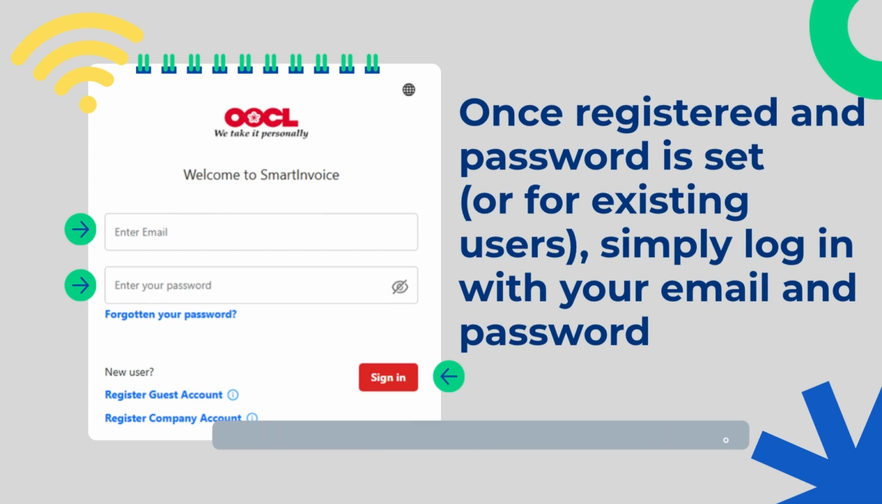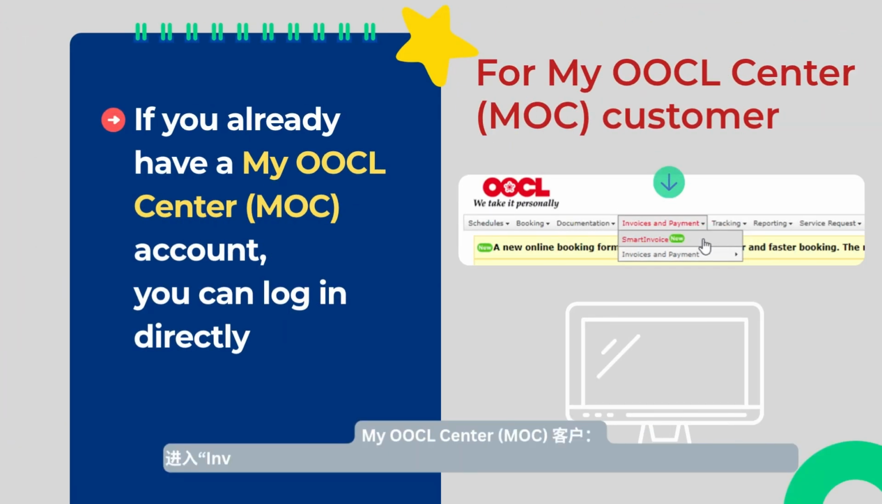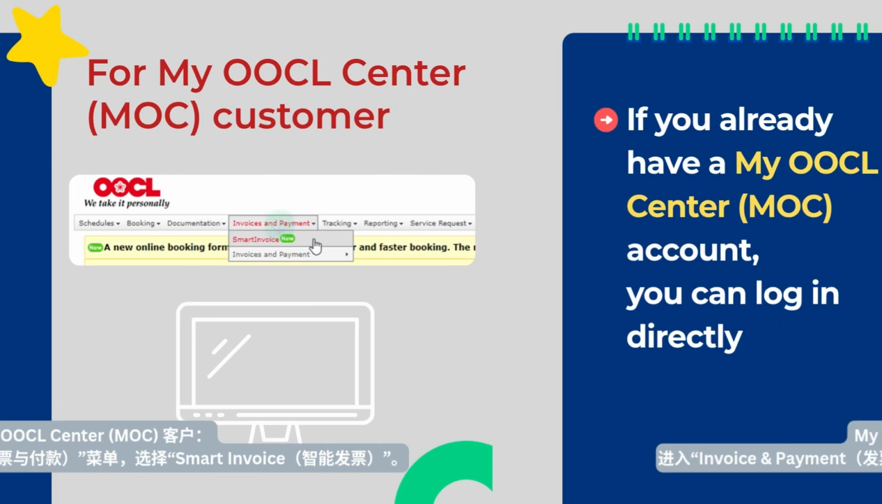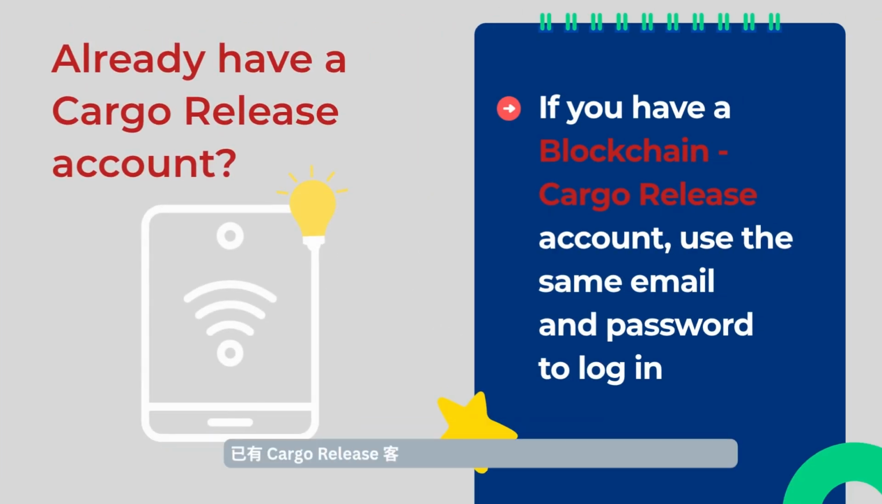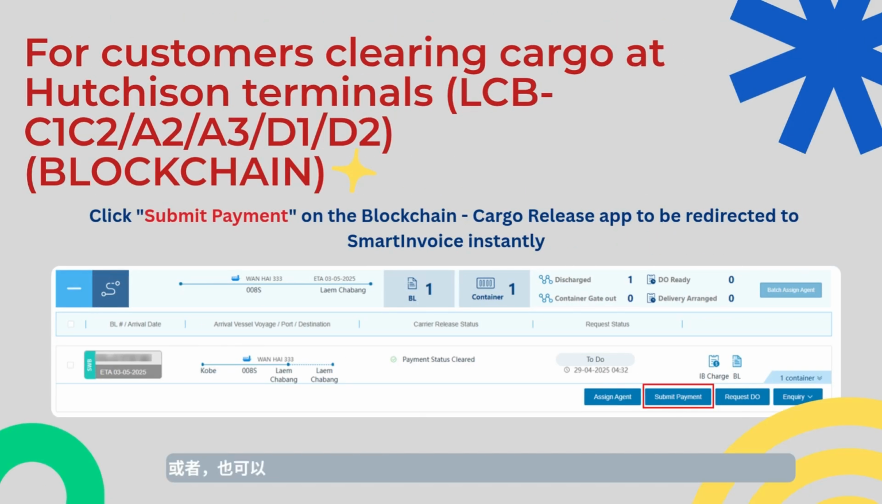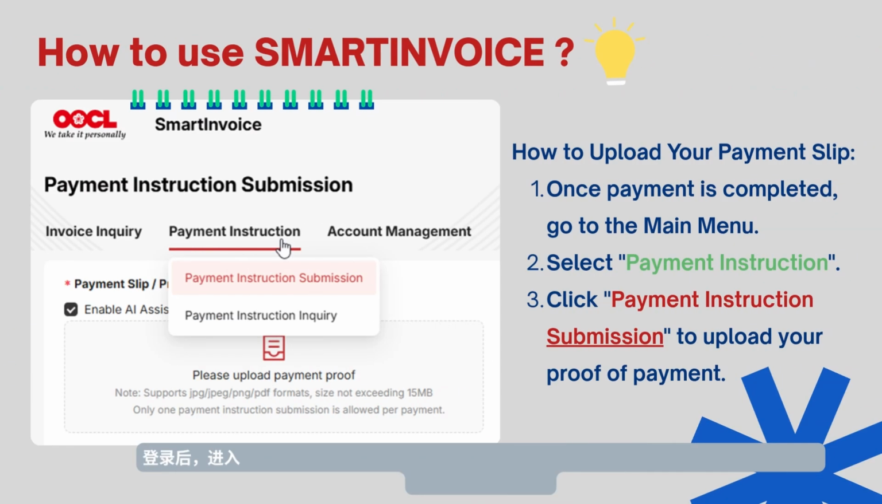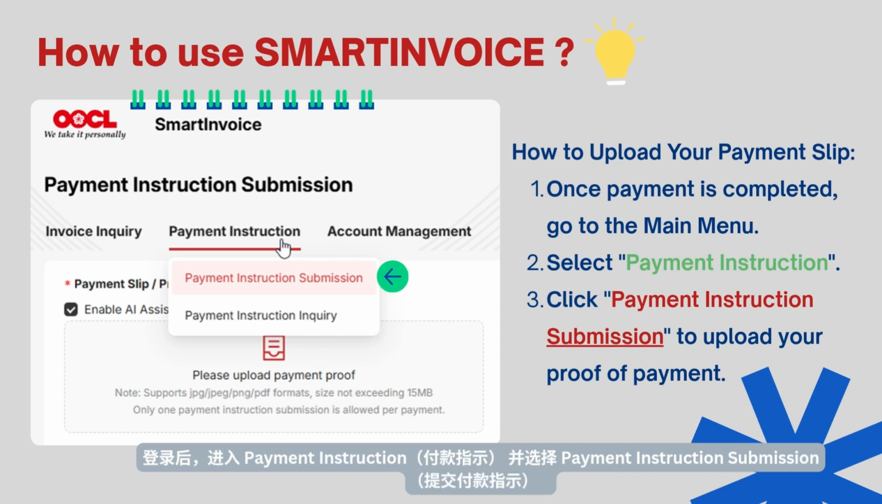For My OOCL Center or MOC customers, simply navigate to the Invoice and Payment menu and select Smart Invoice. For existing cargo release customers, you can use your current email and password to log in directly. Alternatively, you can click on Submit Payment from the cargo release website to be redirected. Once logged in, go to Payment Instruction and select Payment Instruction Submission.